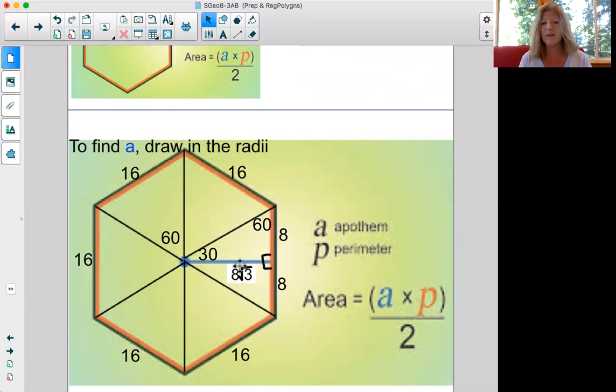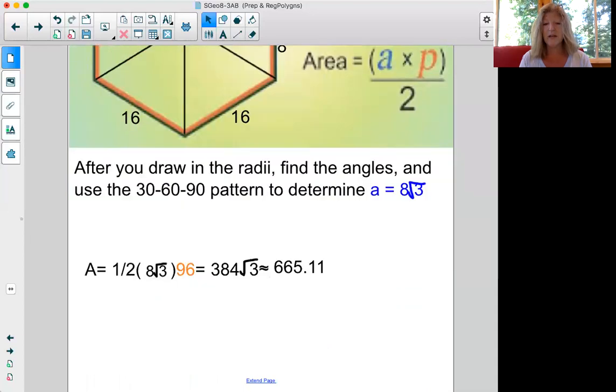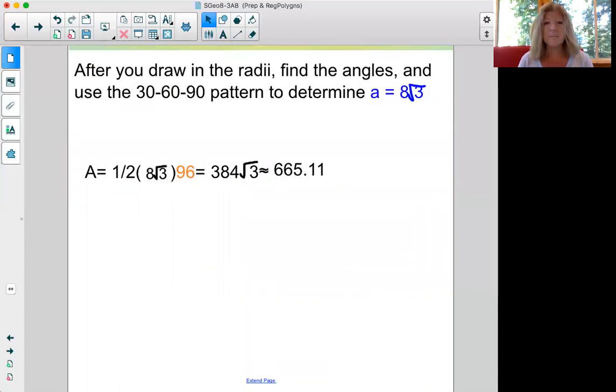And so now we have little a, 8 root 3. We have our perimeter, 96. And so we can plug it right into the formula. You're welcome to leave the answer in roots, but of course it makes more sense with area to get a decimal approximation.